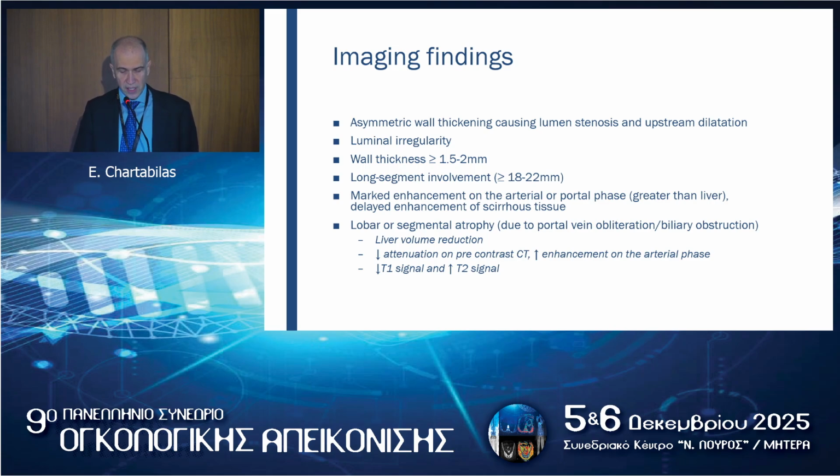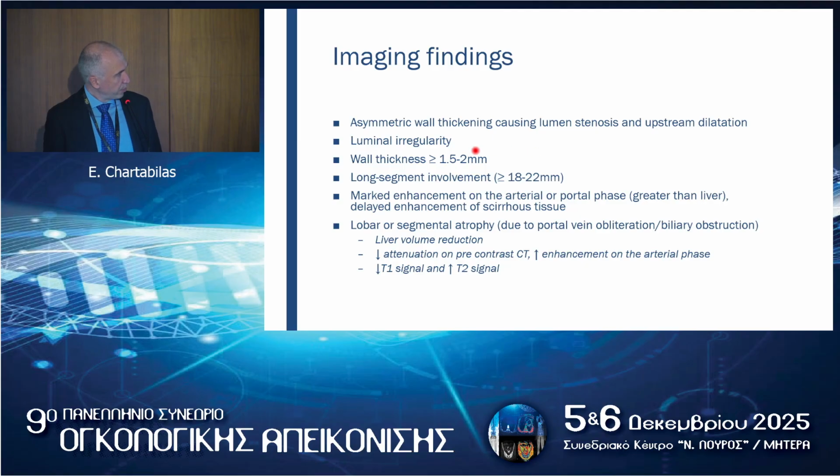Associated lobar or segmental atrophy, either due to portal vein obliteration or due to biliary obstruction, which causes reduced liver volume with lower attenuation on the pre-contrast CT, increased enhancement of the arterial phase, and low T1 and high T2 signal.